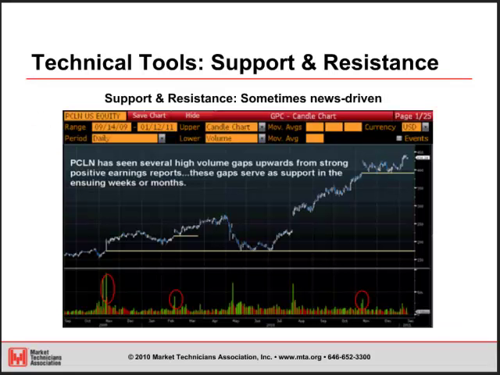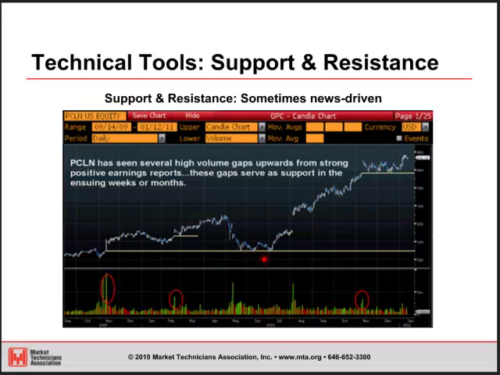So here's one quick example, looking at Priceline and the news-driven component of that support and resistance sometimes. Priceline's seen several high-volume gaps upward from strong positive earnings reports. These gaps have had the tendency to serve as support in the ensuing weeks or months. So here we're going back to November 2009. You had a big gap higher. It took quite some time before it ever came back and retested. It wasn't until more than 6 months later.